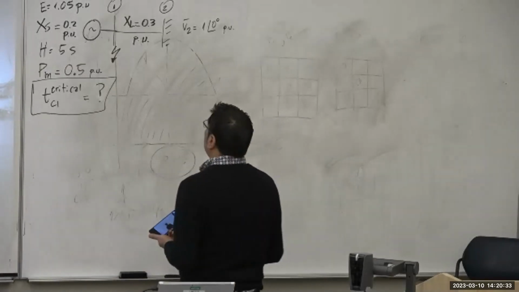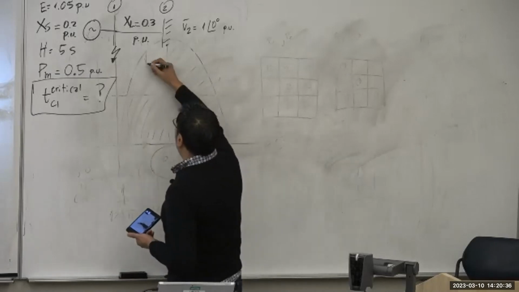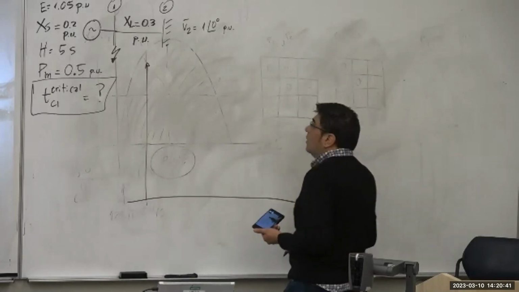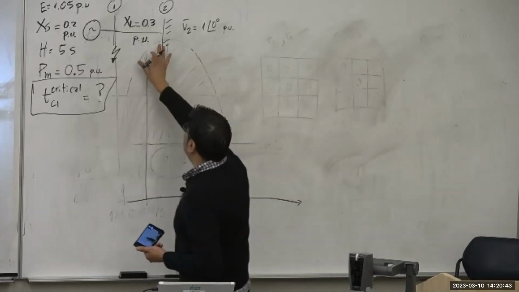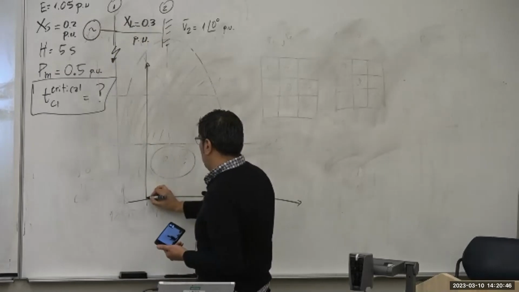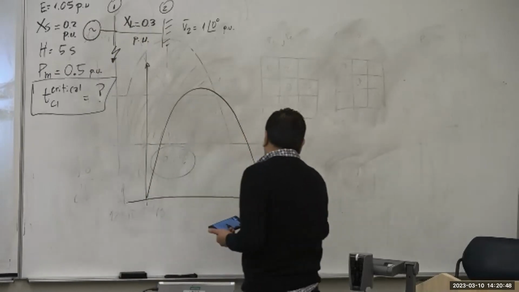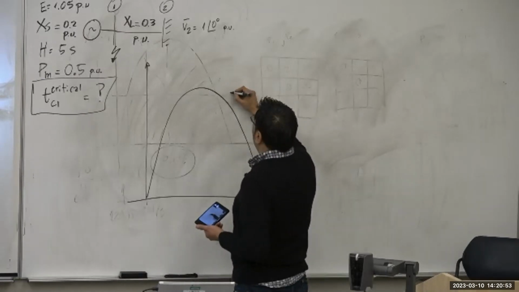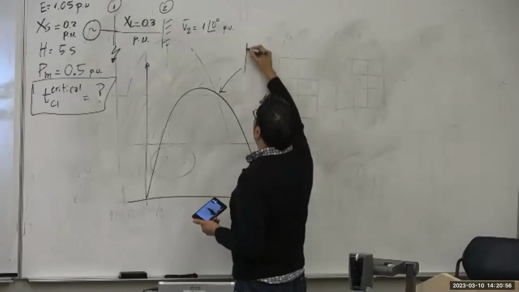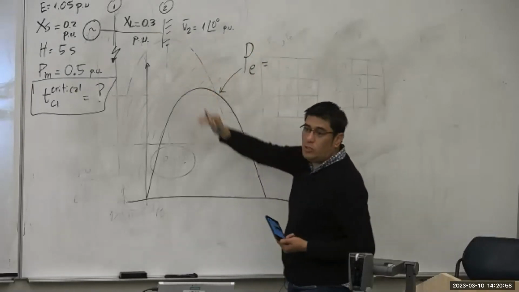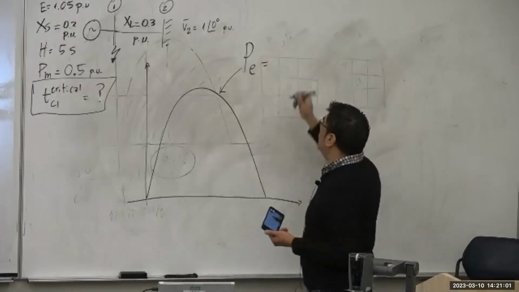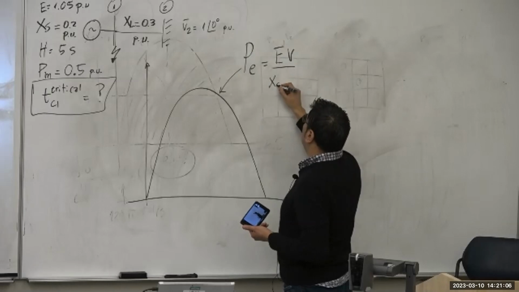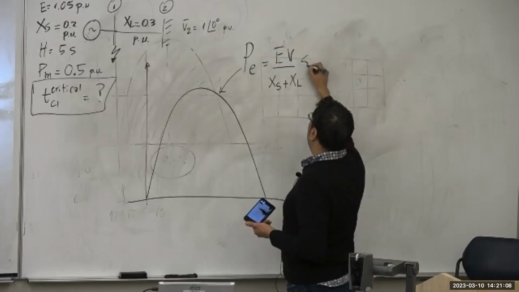So in this situation, then we have worked on this already. And because the system doesn't have any loss, we determine the electrical power for this system. And the electrical power, do you remember the expression for this situation? Yeah, EV over X equivalent, X total, times the sine of delta.